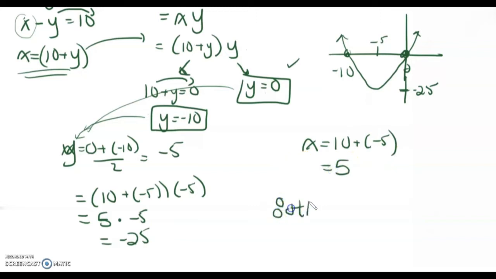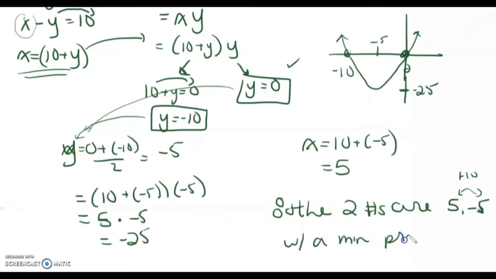So therefore, the two numbers are 5 and -5, right? And if you think about that, if we subtracted those, the difference would be 10, and with a minimum product of -25. So if we multiplied those two, we'd get -25.